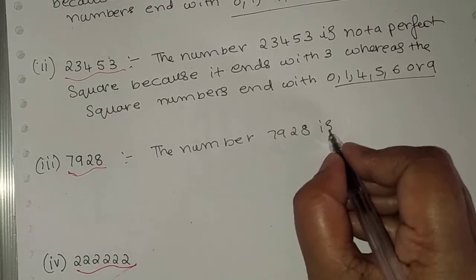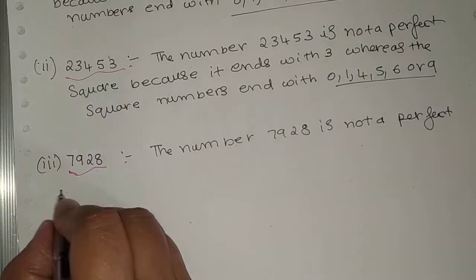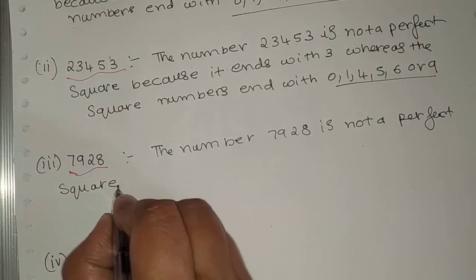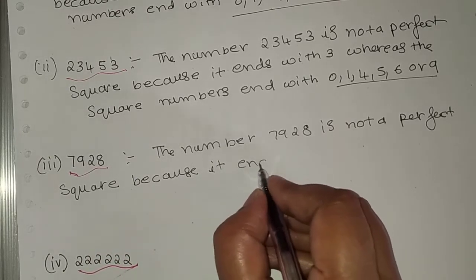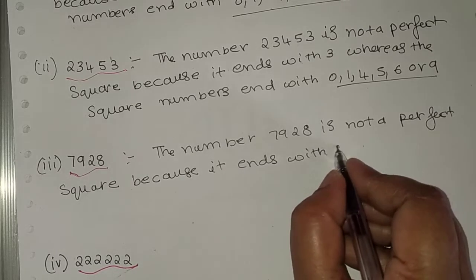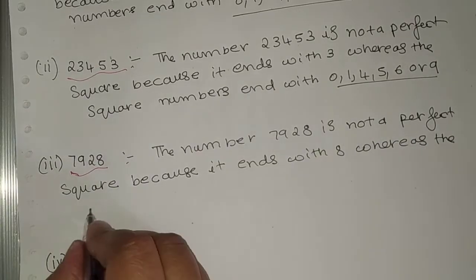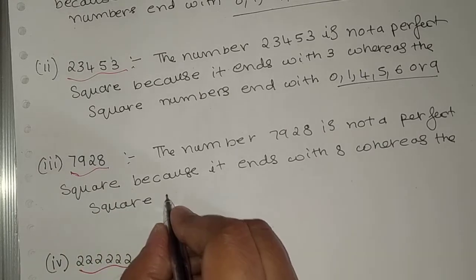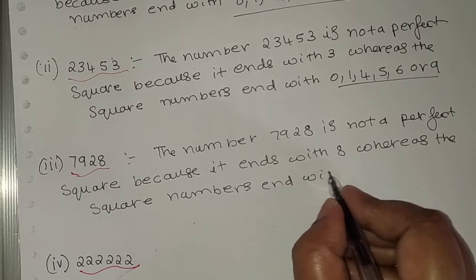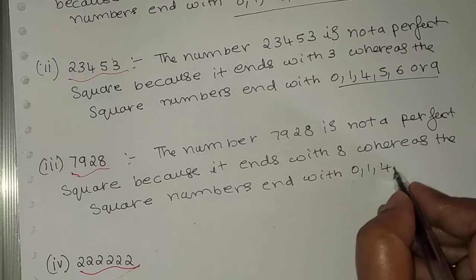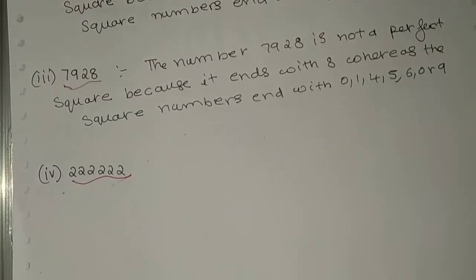7928 is not a perfect square because it ends with 8, whereas the square numbers end with 0, 1, 4, 5, 6 or 9. So we have 8 here. So we move on to the next one.